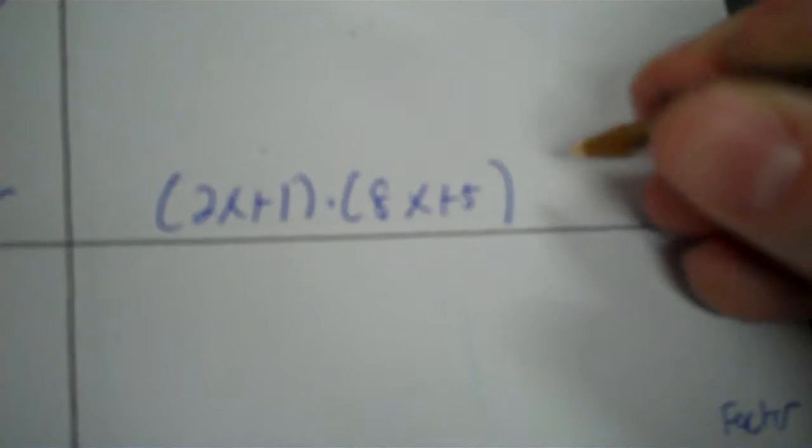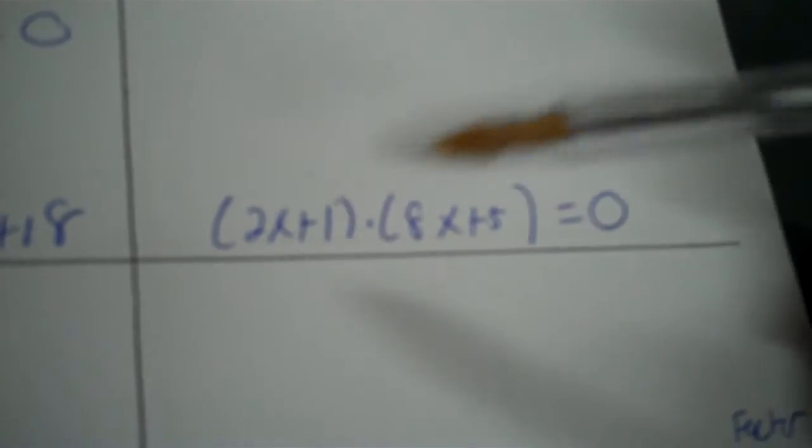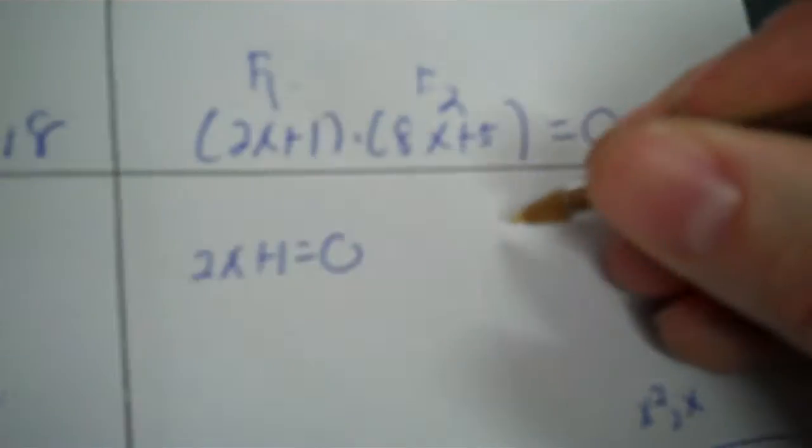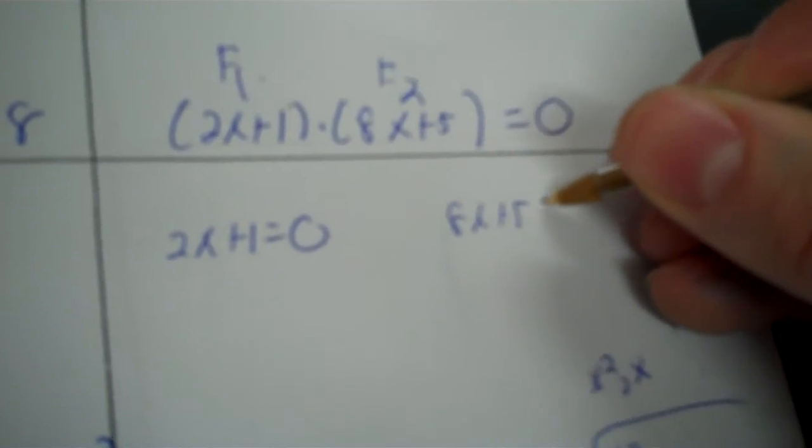Okay, now set those parentheses there. But only this time, unlike the last one, you're going to put equals 0 there. And that's right, because 2x times 8x is 16x to the second, and 1 times 5 is 5. Okay, so F1, F2. You set the inside of each one equal to 0. So 2x plus 1 equals 0, and 8x plus 5 equals 0.